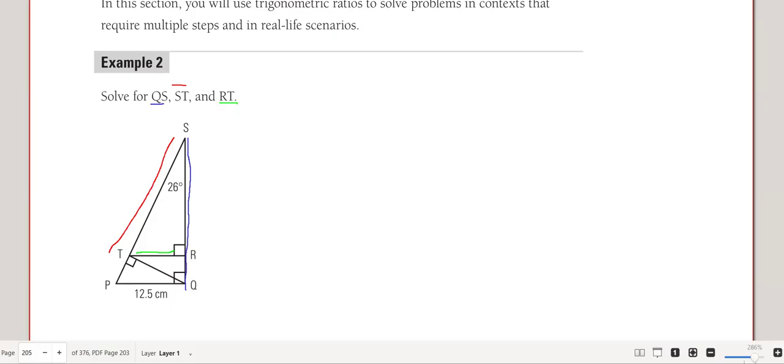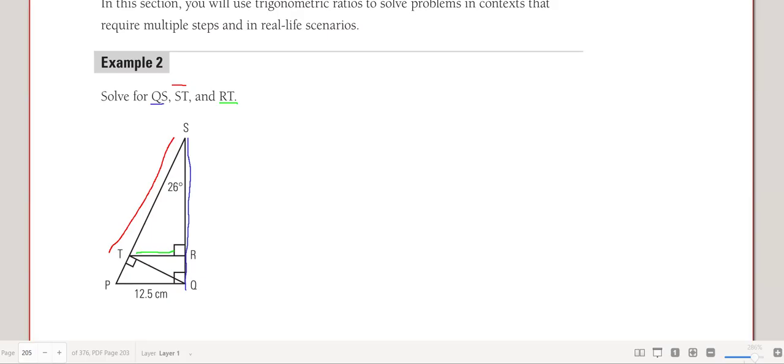So there's a couple ways that we can solve this. The first thing here, what I'm going to do is think about what I have. I have 26 degrees. I know what angle S is. I know PQ is 12.5. That is all I know. That said, I have an angle, I have a side, I have two things. I'm trying to find a third thing of this big triangle, of triangle SPQ. I can figure this out.